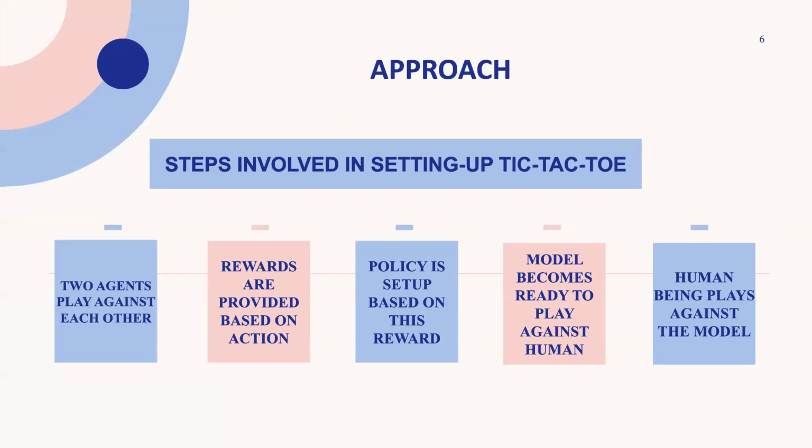So these are the steps involved in setting up tic-tac-toe. The steps are two agents playing against each other, and then the rewards that are provided based on the actions. A policy is then set up based on this reward, and the model becomes ready to play against the human. After the model becomes ready, it plays against the human being.